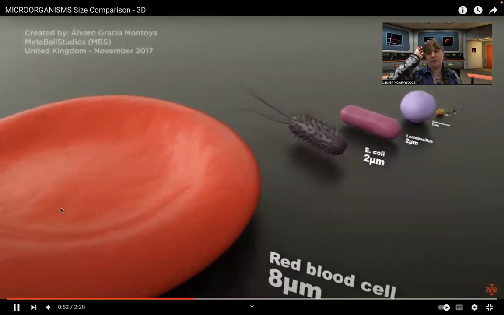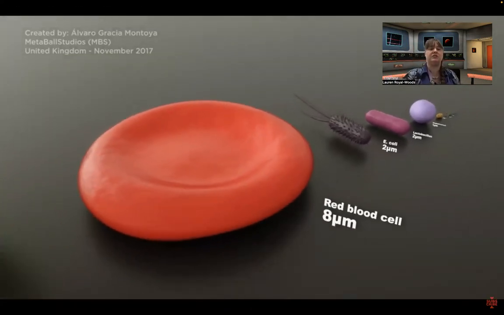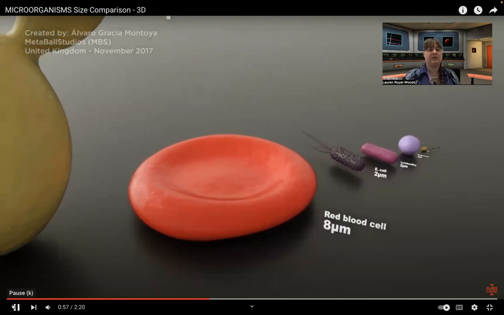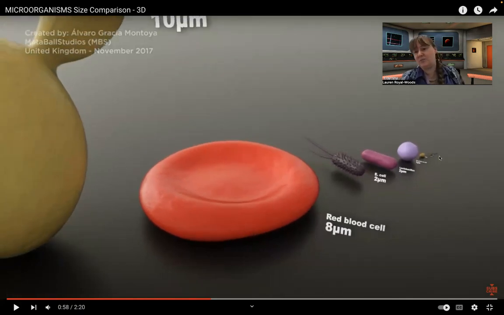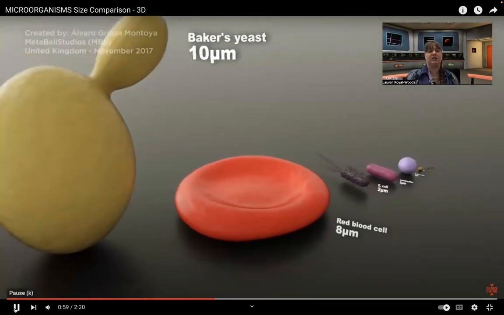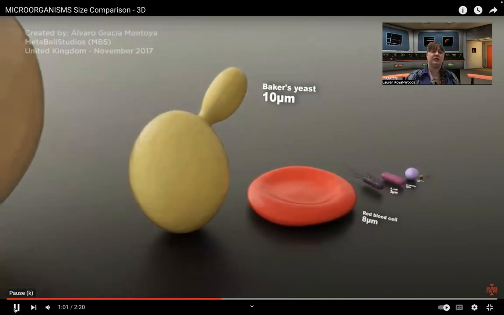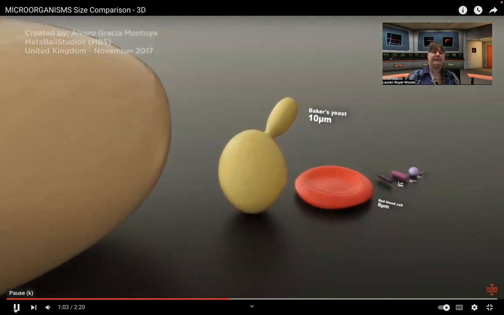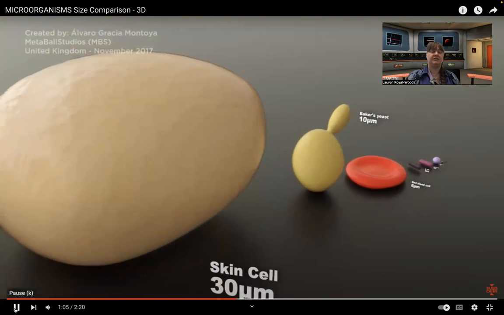Now we're jumping from prokaryotes to eukaryotes. This is a human red blood cell. Already, look at the size difference. We can barely even see the rhinovirus, the cold virus, down over here. But over here, look how big our red blood cell is compared to these teeny tiny little viruses. This is why I like this video so much. Here's baker's yeast. Here's a skin cell.